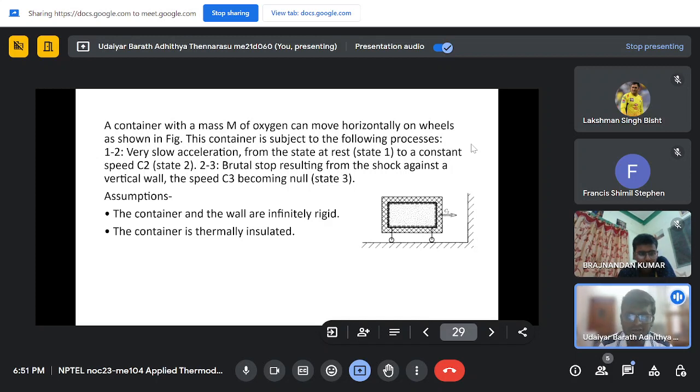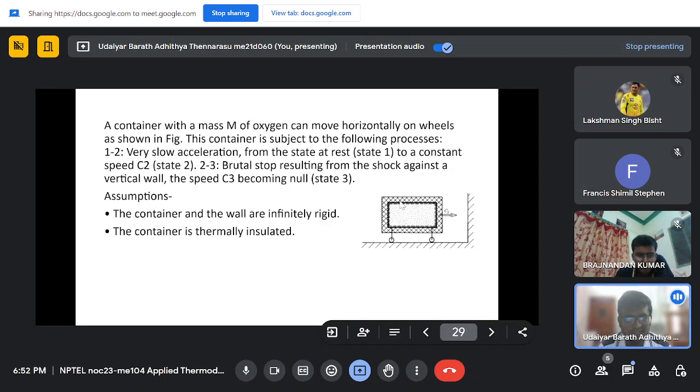We have a container of oxygen of mass m. Inside the container, oxygen of mass m is stored, and it is kept horizontally on wheels. This container is subjected to two processes. Initially, the first process is a very slow acceleration. Initially, the container and the oxygen inside it are at rest.